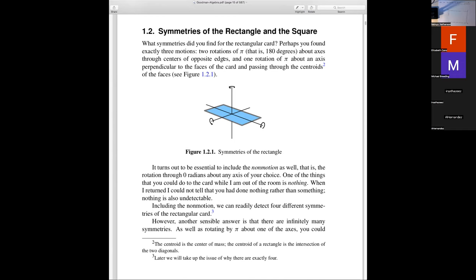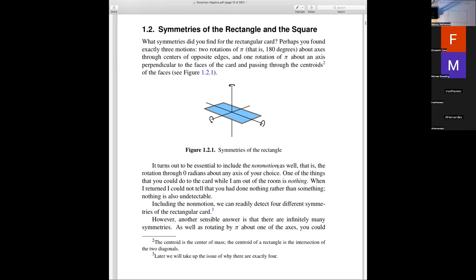and the axis through the center parallel to the short edges. And there's also a rotation of pi around a vertical axis through the center. That's the symmetry that sends the upper right-hand corner to the lower left-hand corner and the lower left-hand corner to the upper right-hand corner. And so those are the three physical symmetries. And then there's the fourth symmetry, which I said we can call the identity or the non-motion.